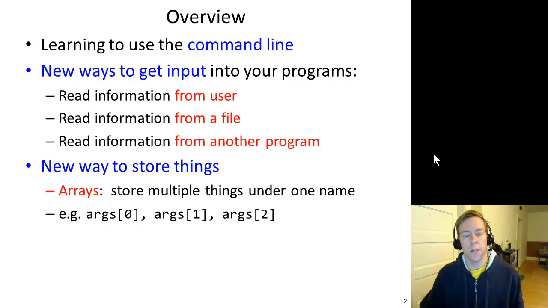All right, so today we're going to learn how to use the command line, which is a different way of running your programs than what you've been doing so far, running them from Eclipse. We're going to learn different ways you can get input from the user. So you can get input from the user interactively, you can get input from the user from a file, and we're also going to look at how you can make the output of one program the input to another program.